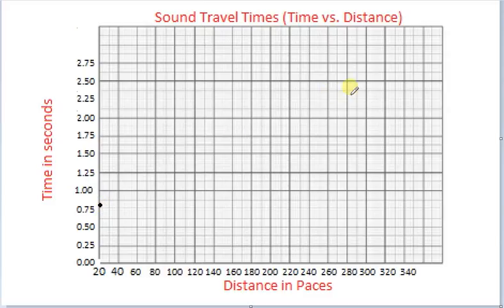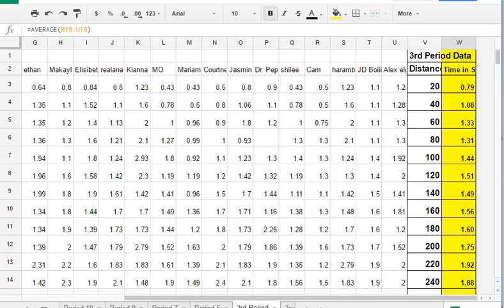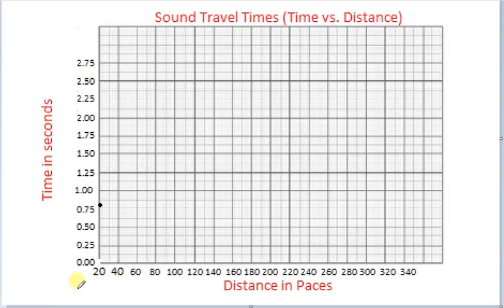Move to the next plot. We've got 40 plotted against 1.08. I'm going to move to my 40 paces. 1.08 is pretty much really darn close to 1. Go ahead and make your dot there.